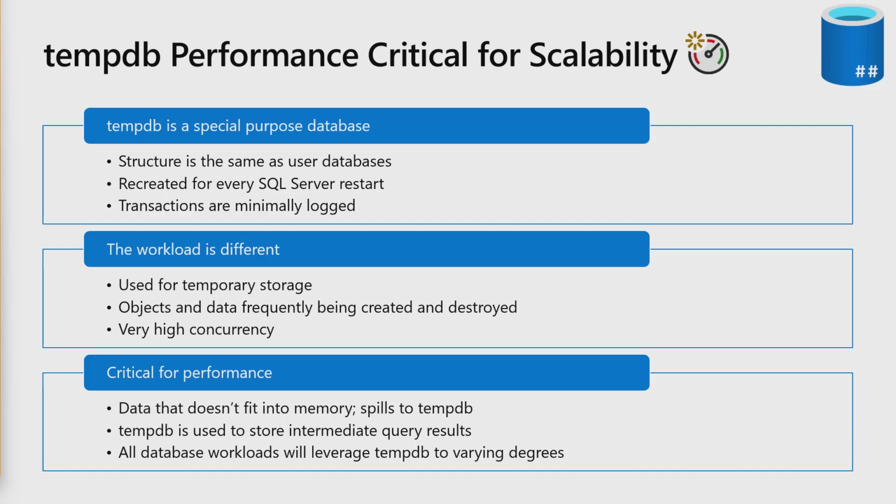For example, when data can't fit in memory, we have to spill to disk. And when you hear someone say that, it means we're spilling to tempdb. We're using tempdb for overflow for what should be in memory, and we know this will be naturally slower.